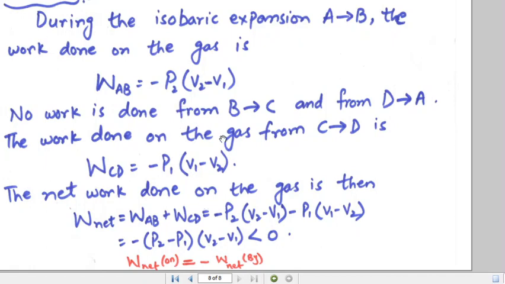I'm leaving this for you to think about: why is there a negative sign? It means that the negative work should be greater than the positive work. So that's all for today's lecture.